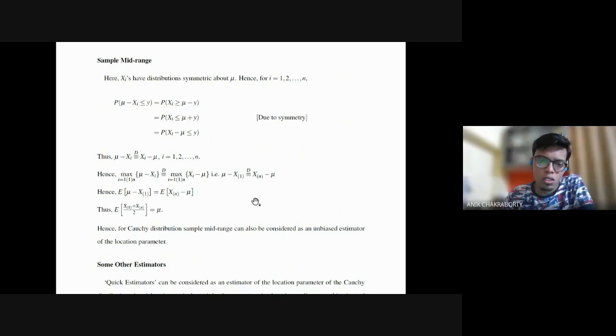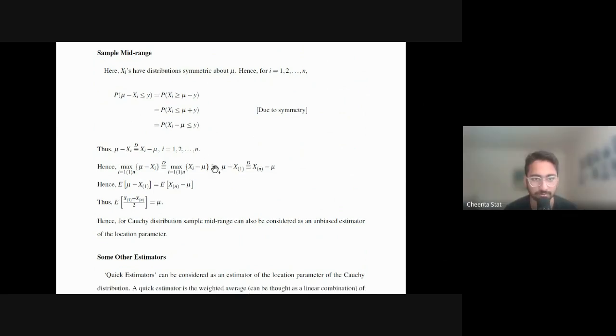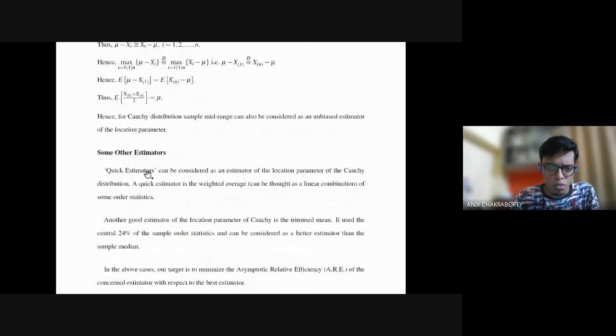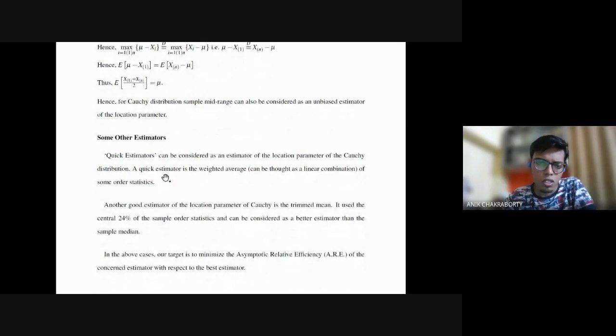So that's so beautiful. You can see the various ideas have gone through this. The sample mid-range: what is this? This is the average of the minimum and maximum. It's also coming out unbiased for the location parameter mu. Yeah, that's great. And I have mentioned some other estimators which the audience can research.